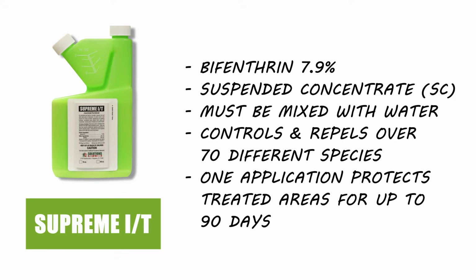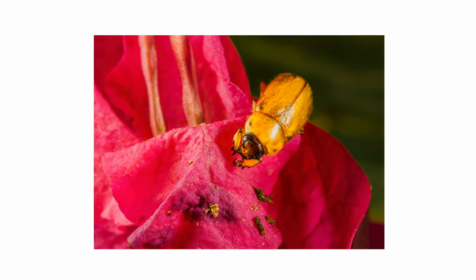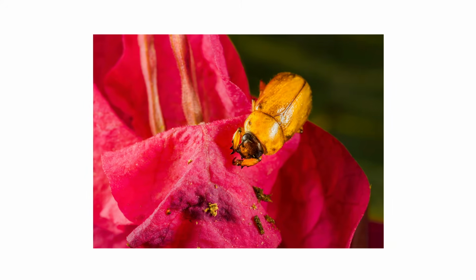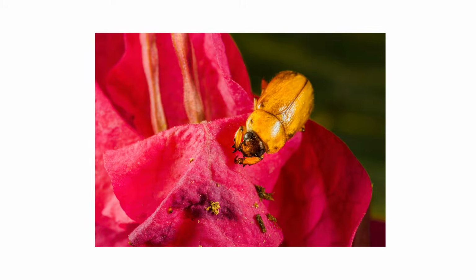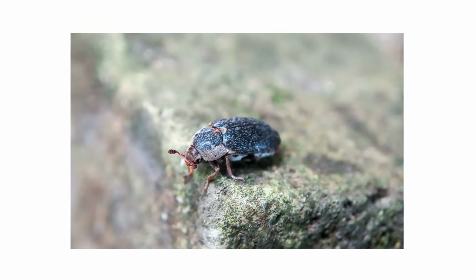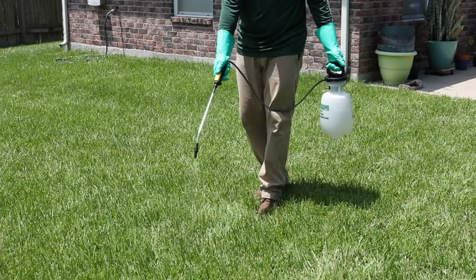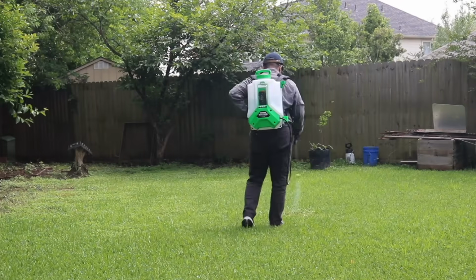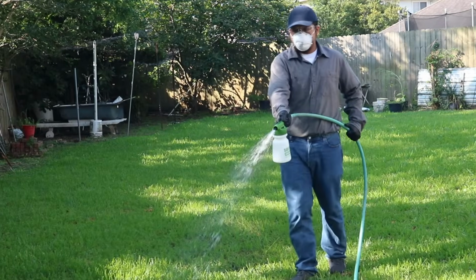Supreme IT is a bifenthrin-based liquid insecticide concentrate that is labeled to treat over 70 different pests. When applied, Supreme IT will leave a residual chemical barrier that will control pests for up to 90 days after application. This product is a liquid concentrate, so it will need to be mixed with water. For residential applications, you can use a handheld pump sprayer, a backpack sprayer, or a hose end sprayer.